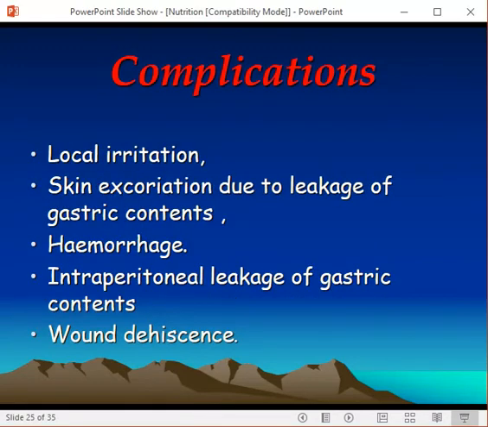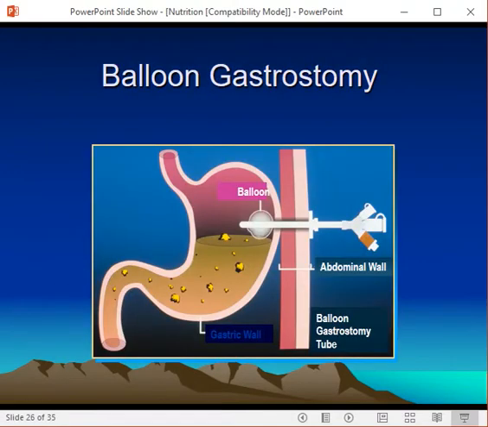Now, what are the complications? Local irritation, skin excoriation due to leakage of gastric contents, hemorrhage, intraperitoneal leakage of gastric contents, wound dehiscence. These are the complications of feeding through gastrostomy. This is a diagram to show balloon gastrostomy.